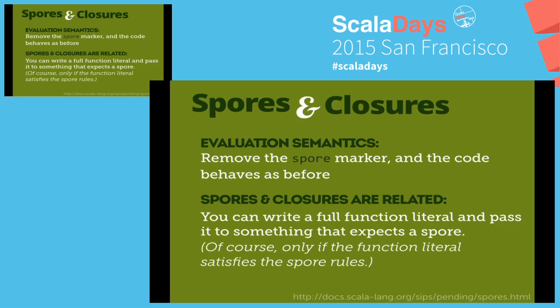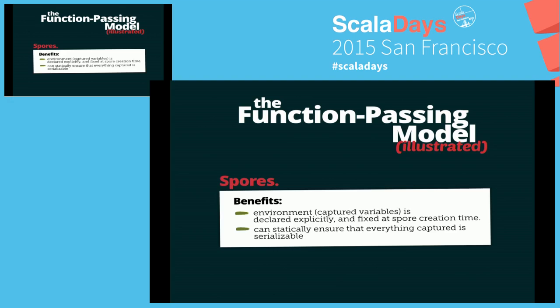And like I said, spores and closures are related. You can write a full function literal and have it implicitly converted to something that would expect a spore. So let's just say you have some sort of distributed collections abstraction and you want it to take a spore because you don't want your users accidentally passing bad things into it. Because in your type signature you say spore, somebody can still pass a function literal and it would be implicitly converted to a spore, and the checking would kick in. So it doesn't get very verbose either.